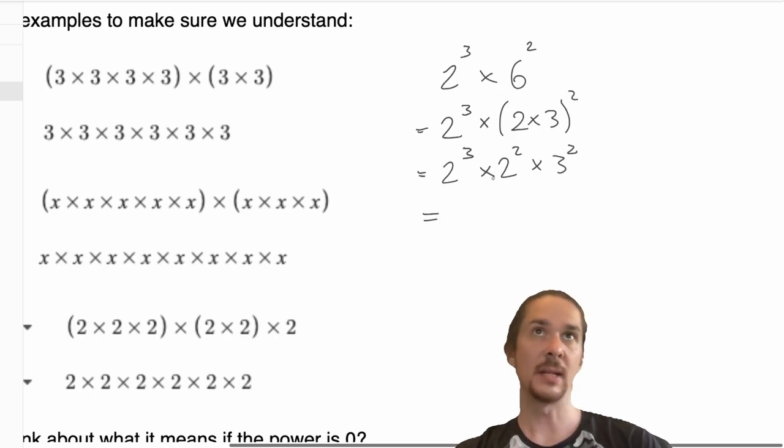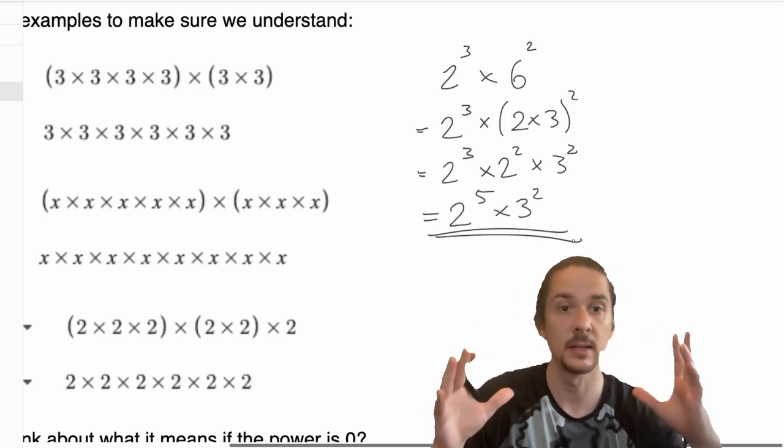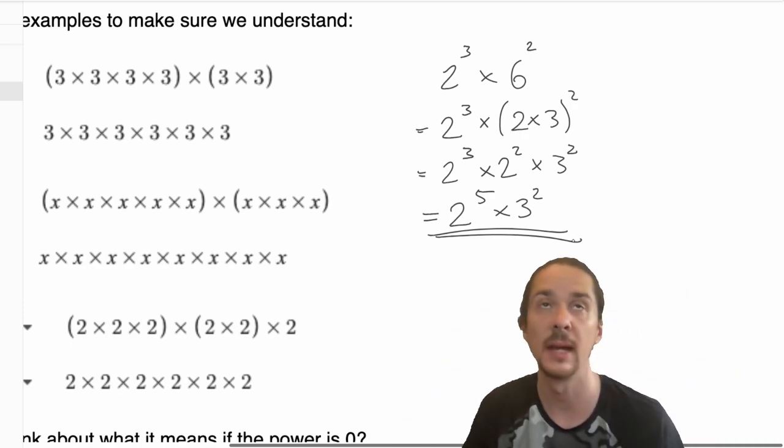And so we can now apply the index law for the first two terms because they both have a 2. So that's 2 to the power of 5 times 3 squared. And applying our index laws, this is the best answer we can get for this question.